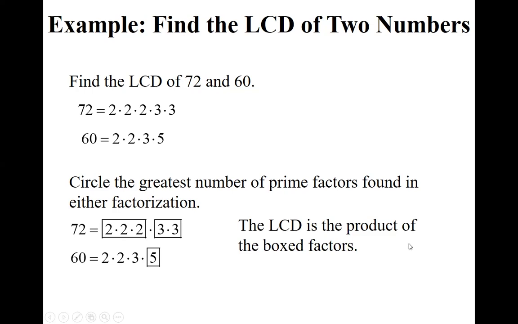So the LCD is the product of the boxed factors here. 2 times 2 times 2 times 3 times 3 times 5, which is 360. You can see that'd be pretty inconvenient if you were doing your multiples of 72. 72 is not a multiple of 60. 144 is not a multiple of 60. 72 times 3, not a multiple of 60. Keep going. Eventually you'd hit 360 and you'd go, hey, 360 is a multiple of 60.